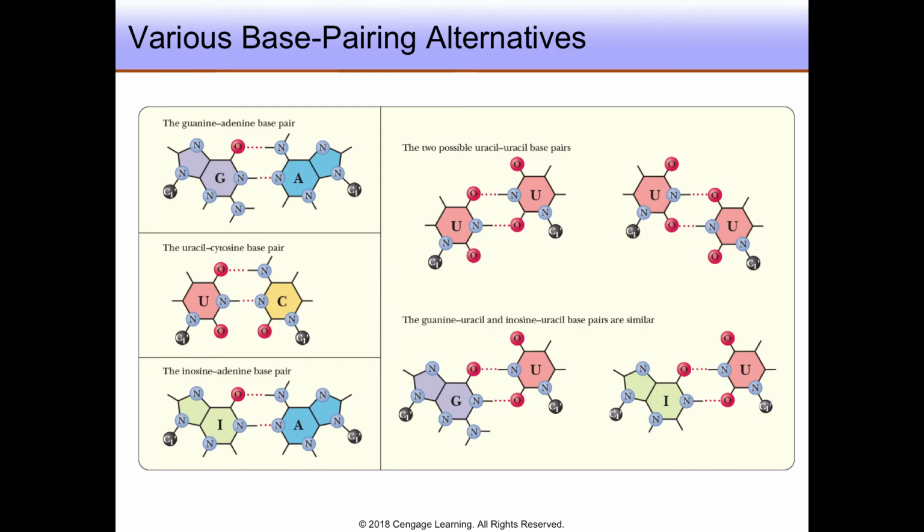Here we see illustrated several examples of non-canonical base pairs that would constitute this wobble pairing. On the top left, we see examples of pairing between G and A and between U and C. On the right, we can see U-U base pairs. In some cases, the tRNA carries a non-standard base, such as inosine. Base pairing with inosine is shown on the lower left and lower right.